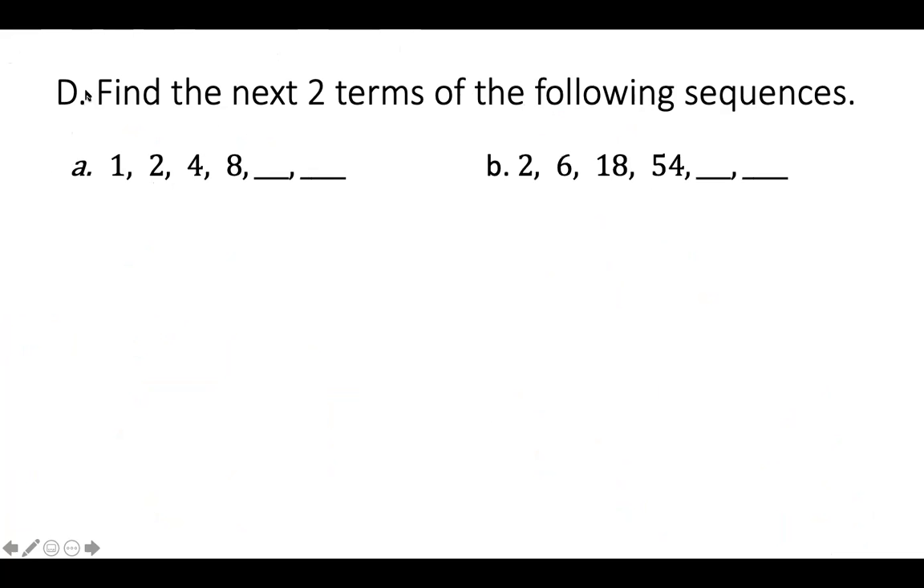Okay, now in letter D, we need to find the next two terms of the following sequences. So we will be solving for the missing two terms here, all right? And how do we do that? We need to find a pattern using the ratio, okay? So let's see, let's check.